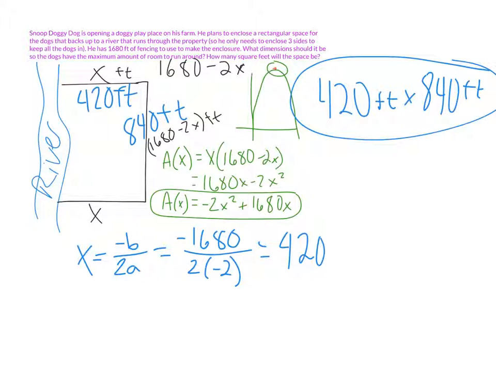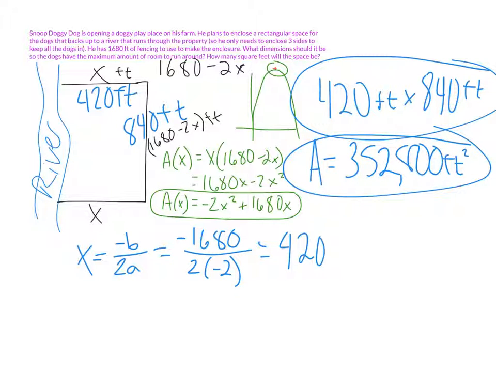Now, how many square feet is it going to be? Well, I could just multiply those two together, and it will get me, so max area is 352,800 square feet. Oops. Feet squared. Started writing a 2 instead of a T. All right. That's a nice little dog park they got there for Snoop Dogg.